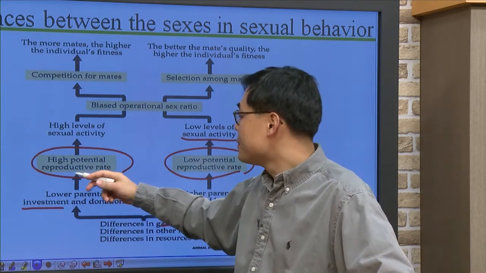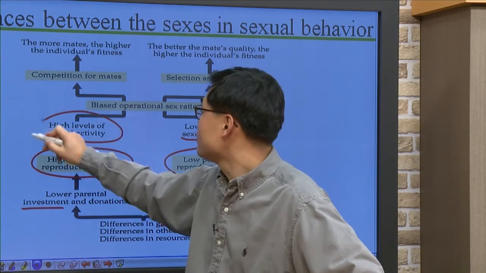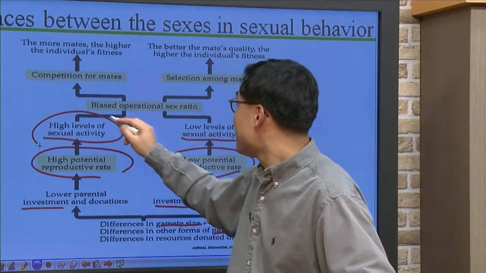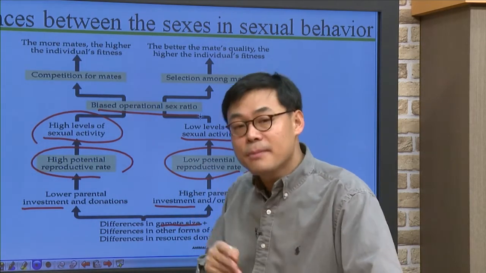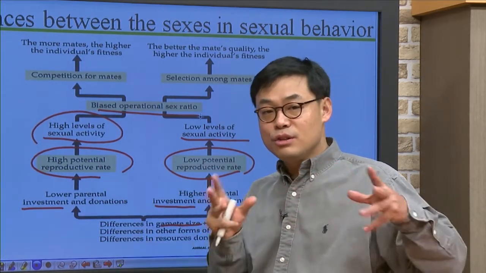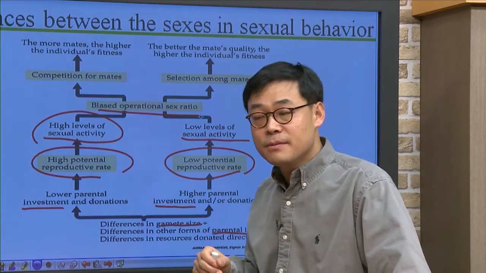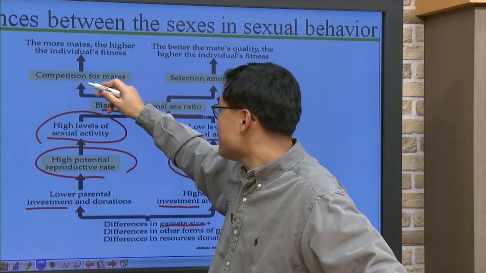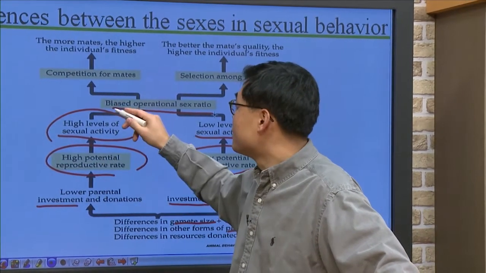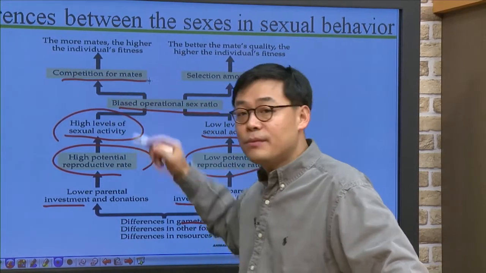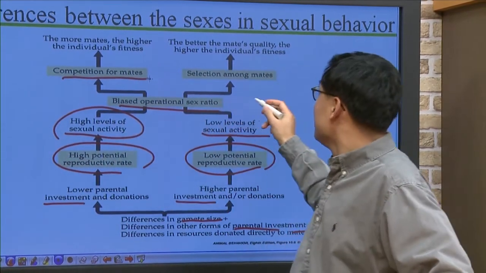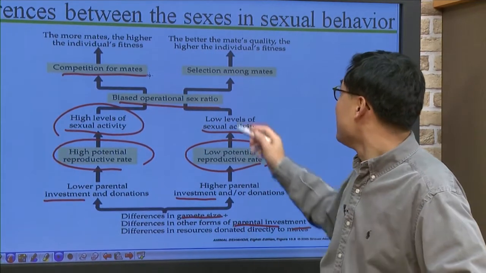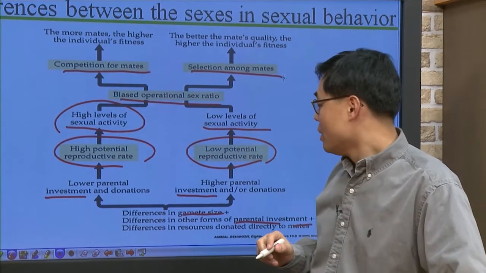And if you have the high potential reproductive rate, you have the high levels of sexual activity. And so this difference in condition generates biased operational sex ratio. Even if the population sex ratio is 1-to-1, usually one sex has a lot more receptive individuals compared to the others. So the sex with the high potential reproductive rate typically competes with each other for the access to the other sex. But the sex with the low potential reproductive rate selects among the mates.